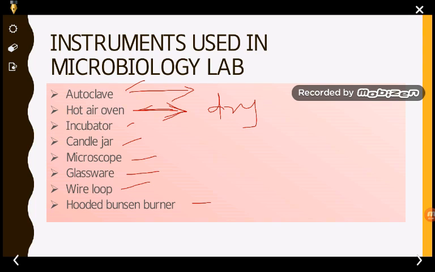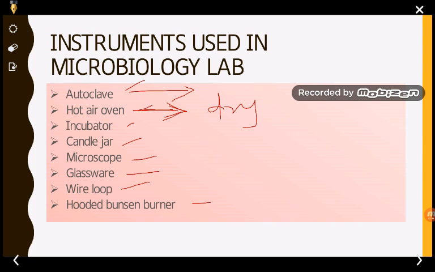Next is an incubator. You have already seen incubators of different sizes, and these are mainly used to grow various microorganisms. You can say that it is an instrument which gives a particular temperature for the growth of a microorganism. So it maintains a particular, favorable temperature for the growth of microorganisms, which is given by means of the incubator.